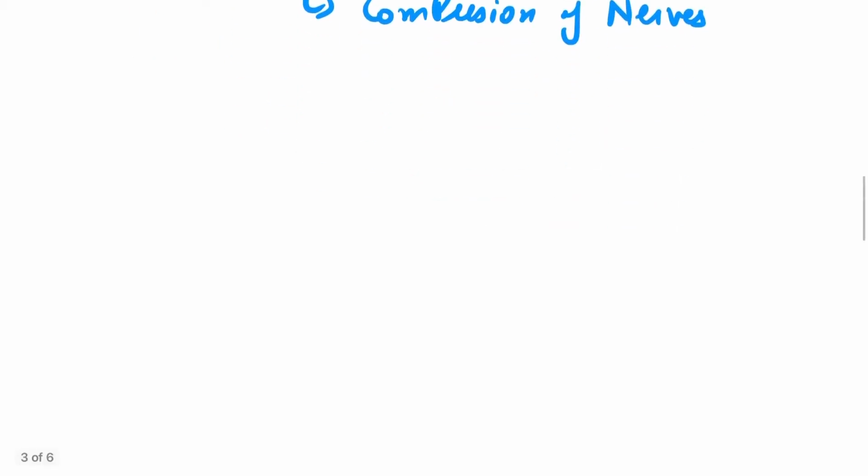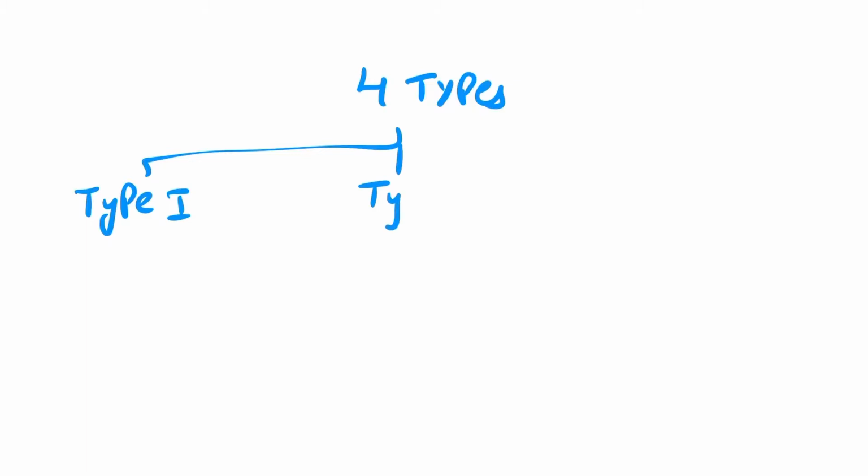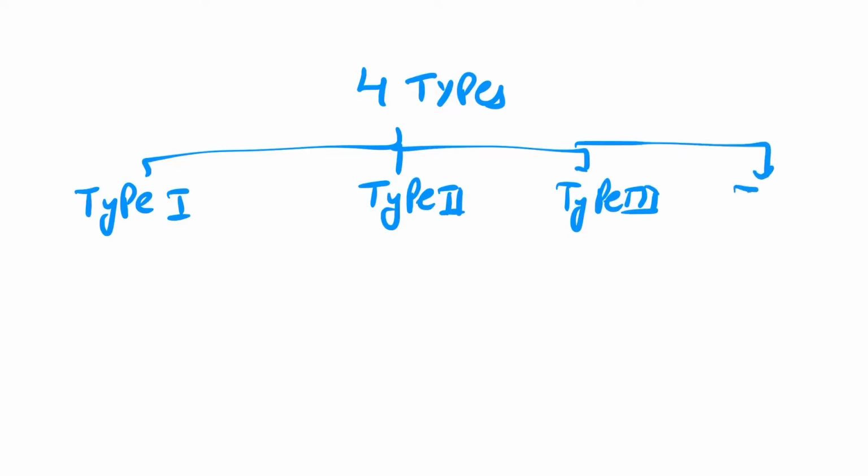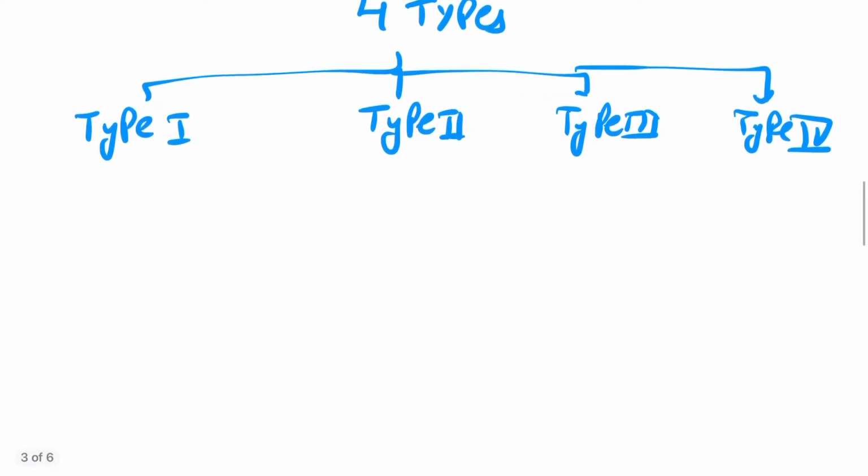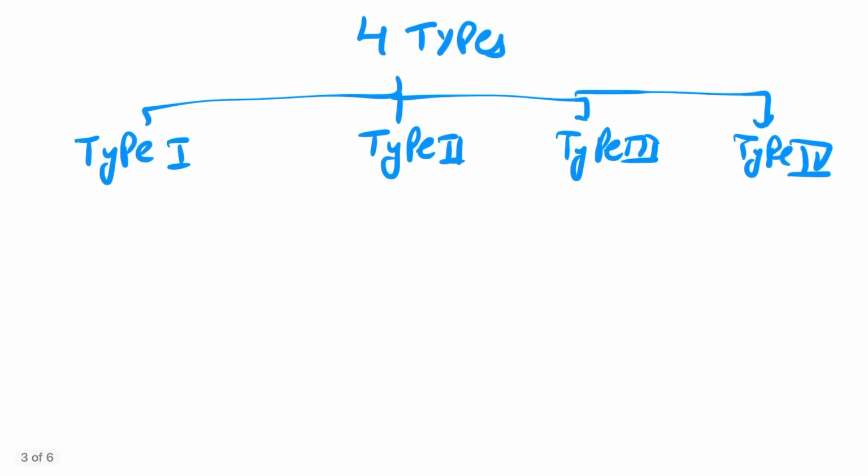Now there are 4 types of osteogenesis imperfecta. We'll write it down as type 1, type 2, type 3, and type 4. We'll see only the main features of these 4 types. Type 1 is the most common, which you need to remember, and the most severe is type 2.